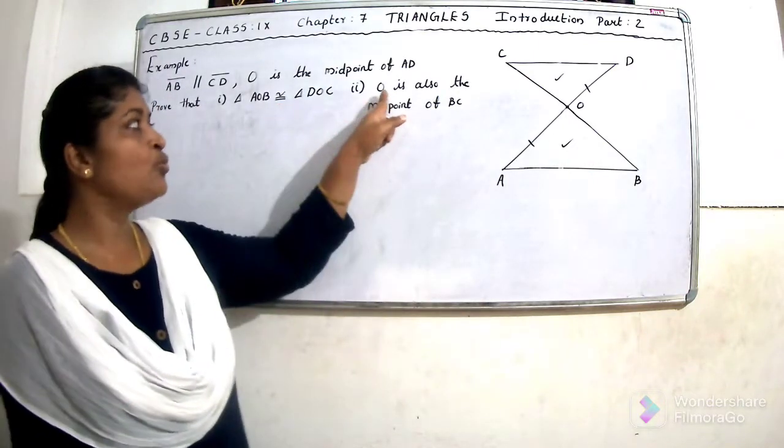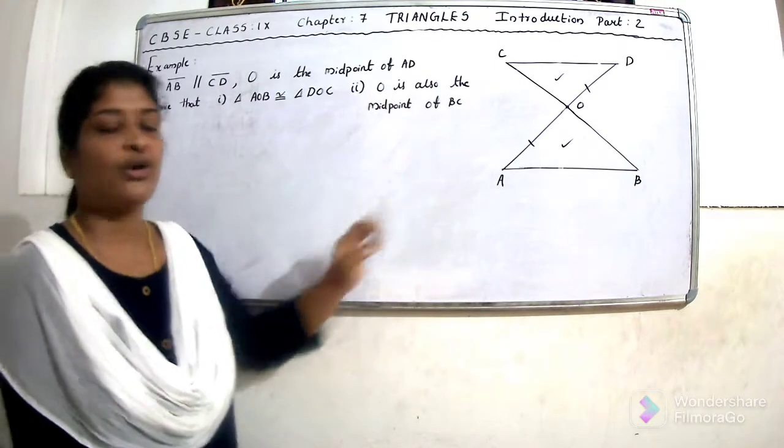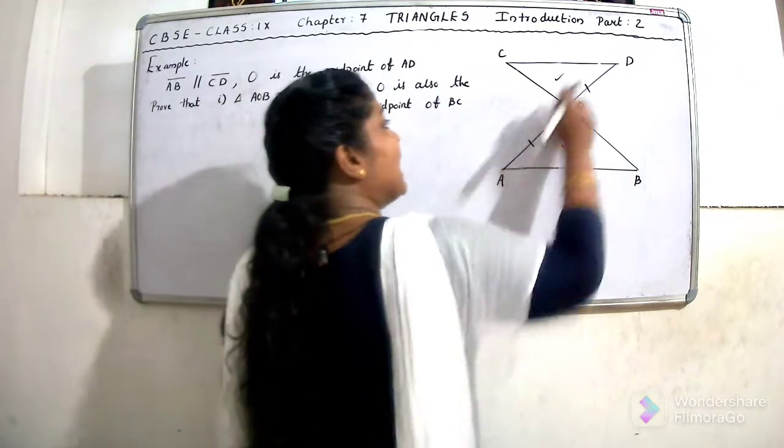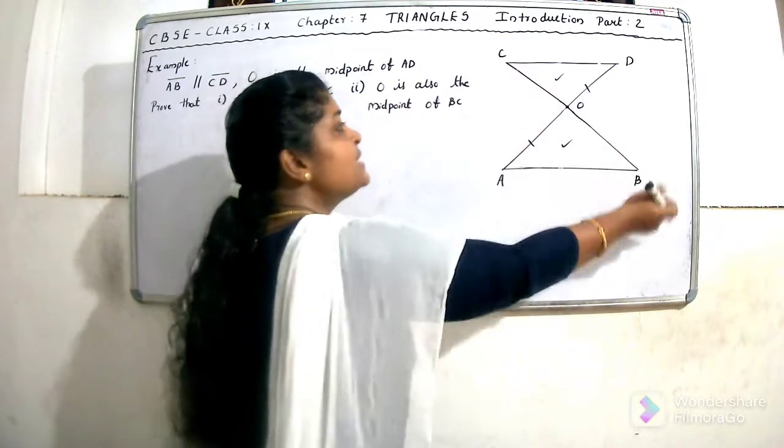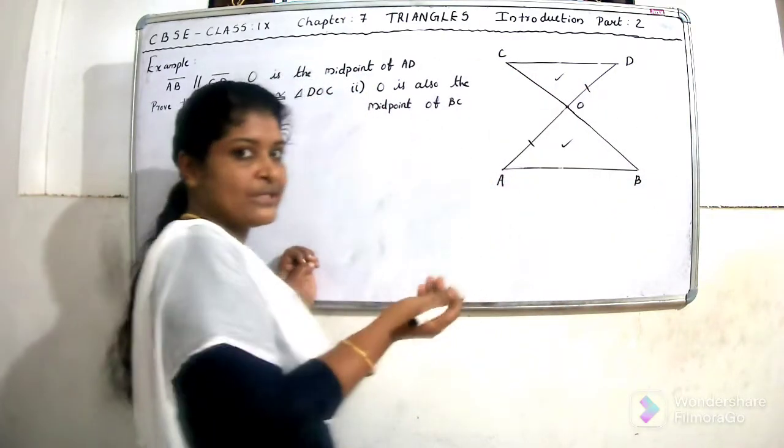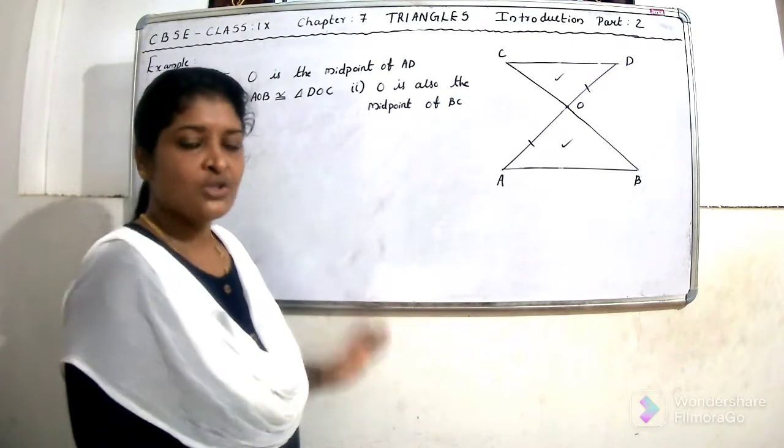Secondly, we have to prove O is also the midpoint of BC. Here we said AD's midpoint is O. They did not say that O is also the midpoint of BC. They did not say that, so we have to prove it. Okay, so let us start.